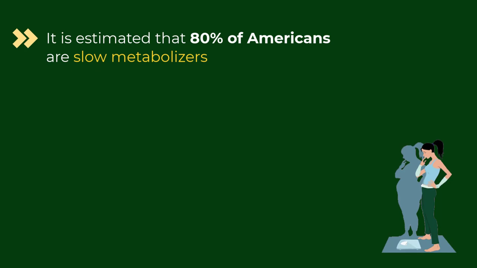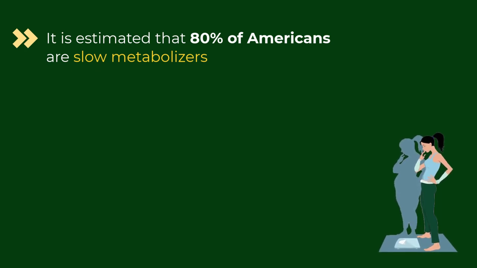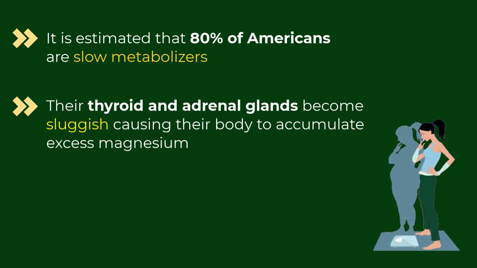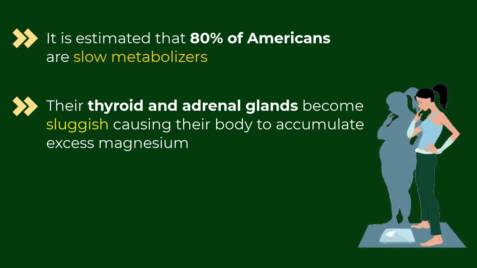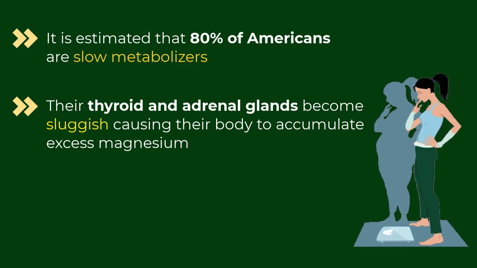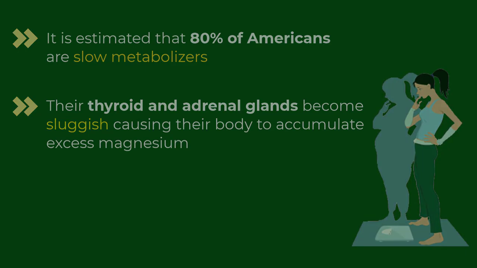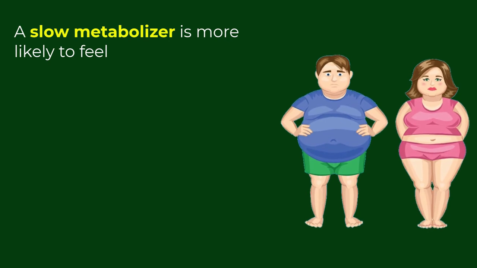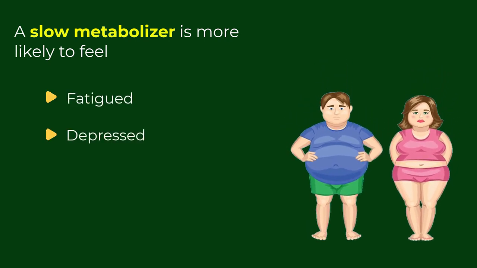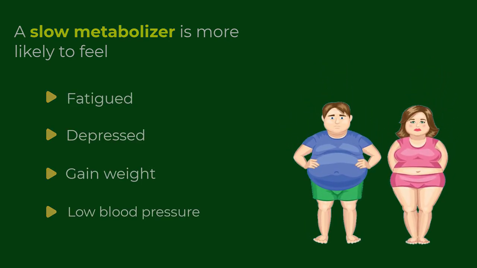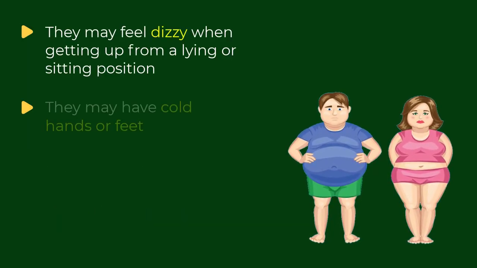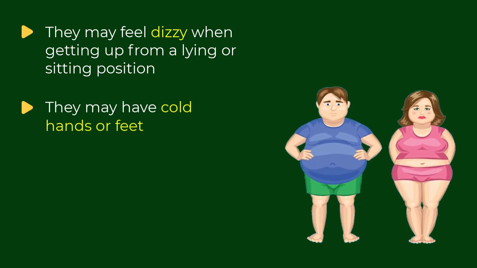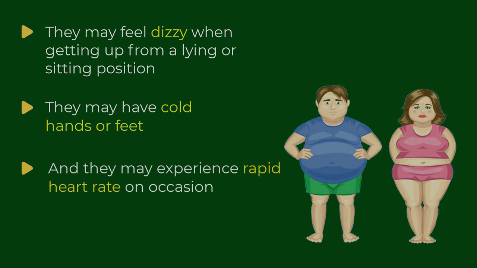Slow metabolizer. It is estimated that 80% of Americans are slow metabolizers. Their thyroid and adrenal glands become sluggish, causing their body to accumulate excess magnesium. Because of their higher magnesium levels, their metabolism starts to slow down. A slow metabolizer is more likely to feel fatigued, depressed, gain weight, and have low blood pressure. They may feel dizzy when getting up from a lying or sitting position. They may have cold hands or feet, and they may experience rapid heart rate on occasion.